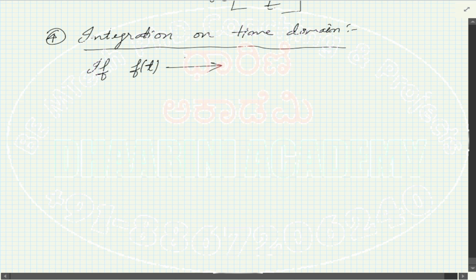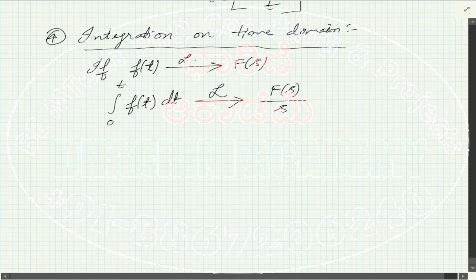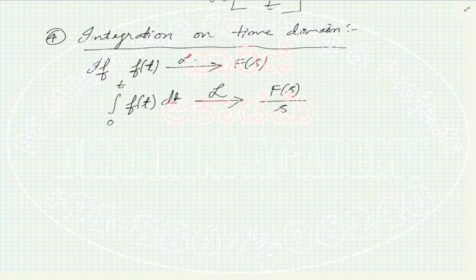Okay, so the statement is, if f of t has Laplace transform, that is f of s, then integral 0 to t f of t dt will have the corresponding Laplace transform as f of s divided by s. F of s divided by s. Okay, now we start with the proof.